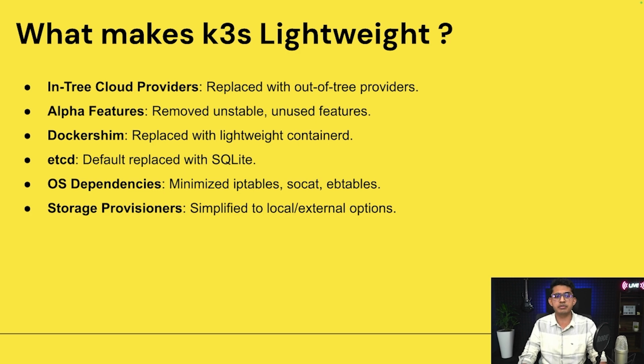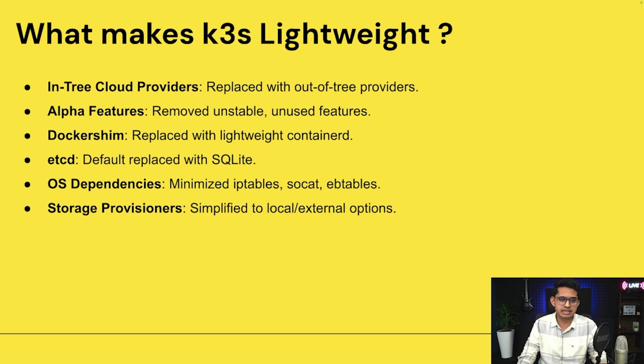K8s used to come with a lot of alpha features. Some of them were maybe unstable and unused, and that also increased the K8s code base to a larger size. Removing those again mattered the most when it came to making K3s lightweight. Next, the Docker shim. As you know, Kubernetes used Docker as their container runtime environment.